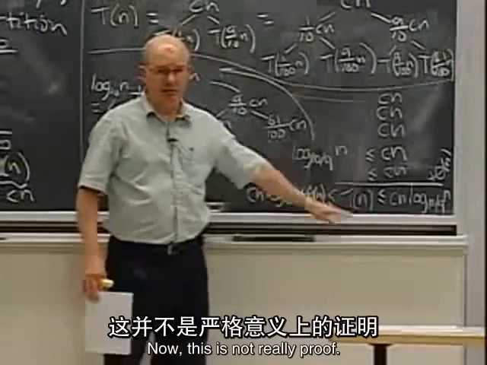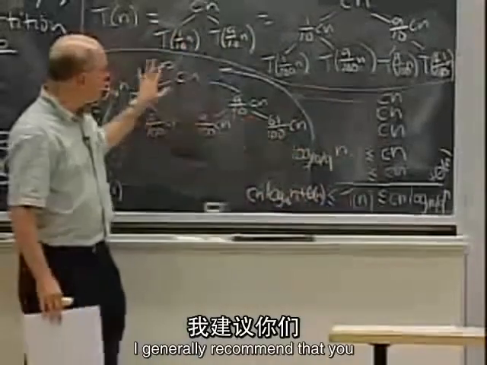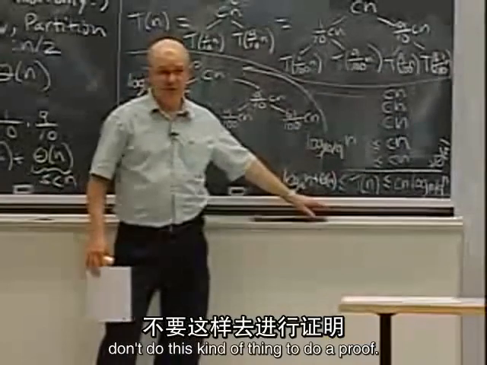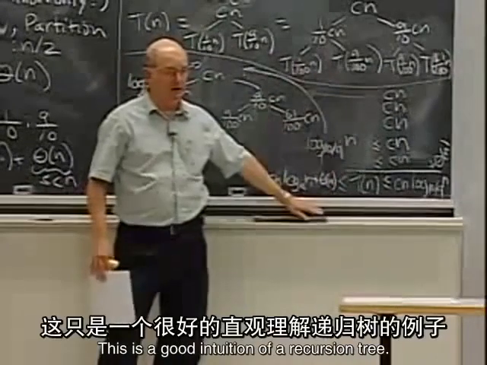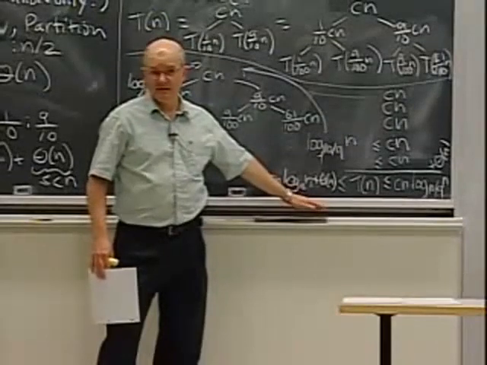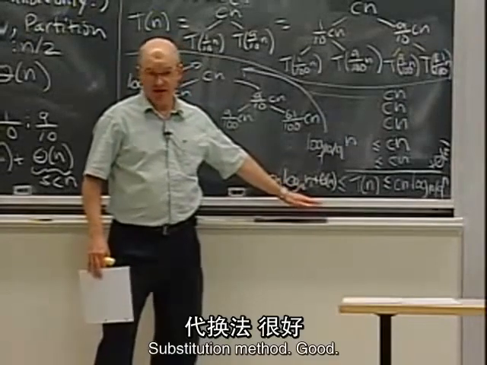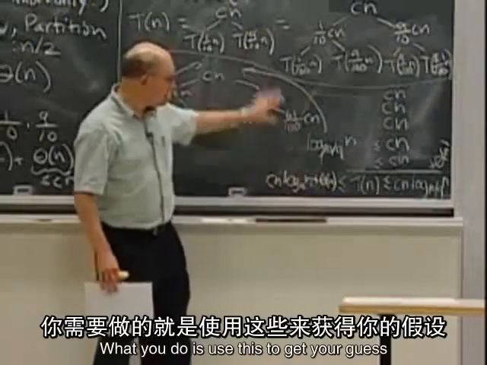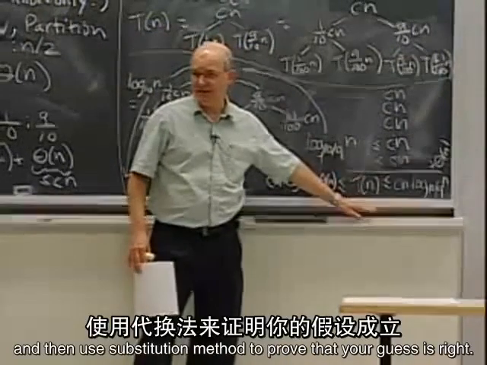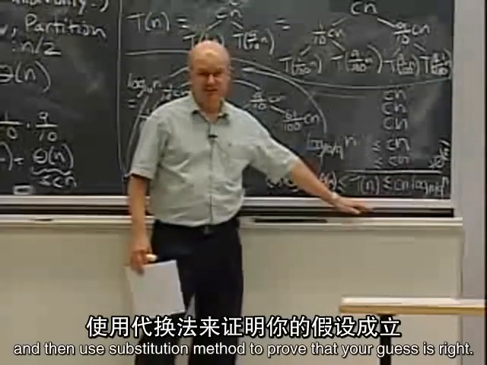Now this is not really a proof. I generally recommend that you don't do this kind of thing to do a proof. This is a good intuition, recursion trees. The way you prove this is what? Substitution method. Good. Okay, so what you do is use this to get your guess, then use substitution method to prove that your guess is right.